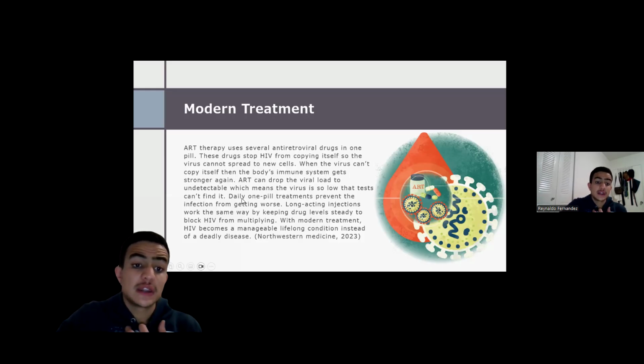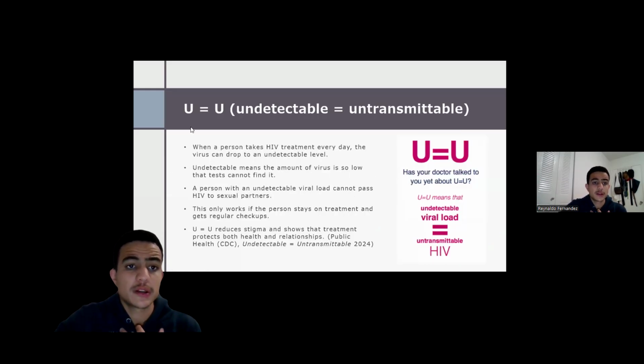Now today, there are daily one-pill treatments that prevent the infection from getting worse, or long-lasting injections that work the same way by keeping the drug level steady to block HIV from multiplying. It's like an injection that you get every 2 to 3 months or so, and with modern treatment, HIV becomes a manageable lifelong condition instead of a deadly disease. And then this is a very important slide.